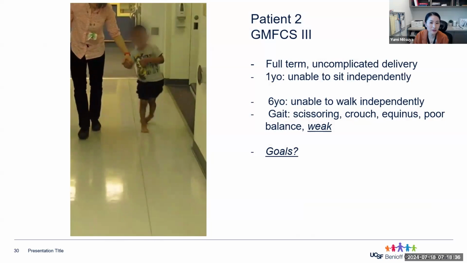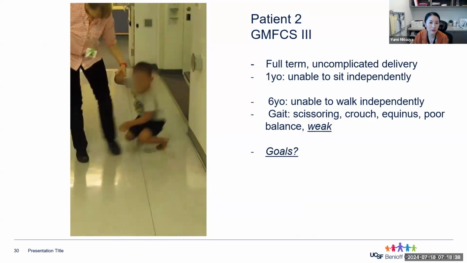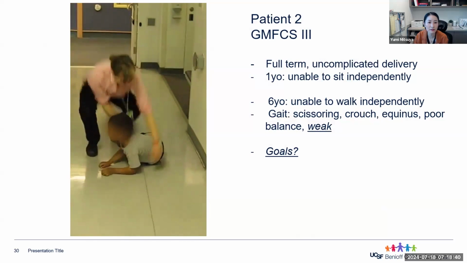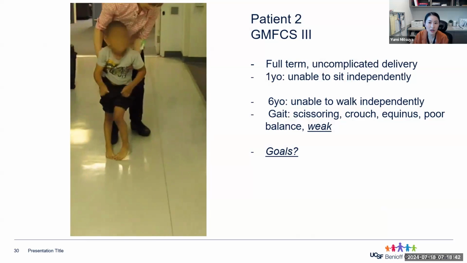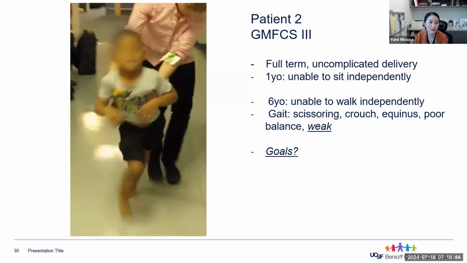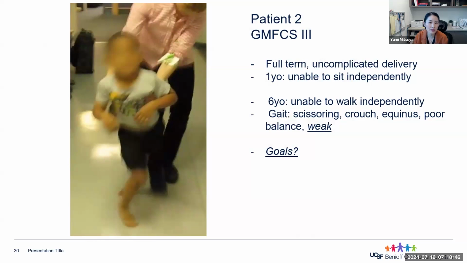He was a GMFCS 3 community ambulator with a reverse walker and could take steps also with handheld assist, but in equinus, a crouch at the hips and adduction and internal rotation, left worse than right, with his knees, especially on the left, not getting much extension during swing phase due to hamstring spasticity.